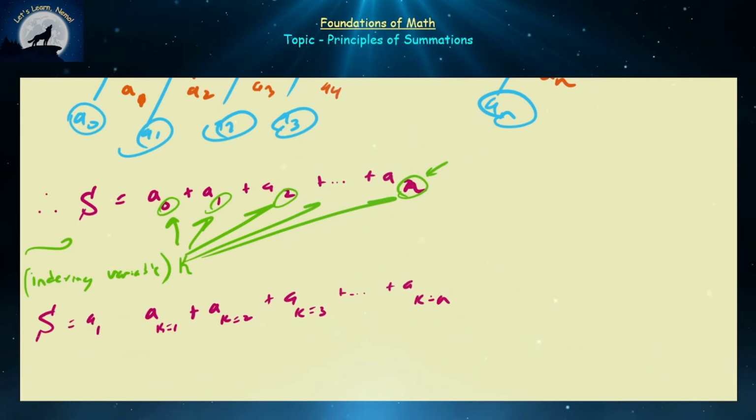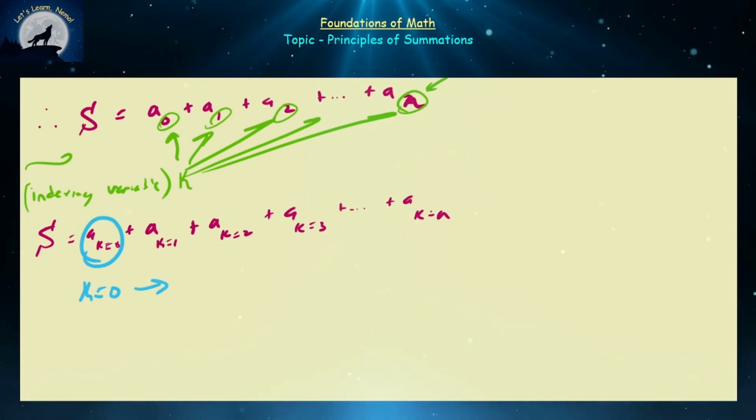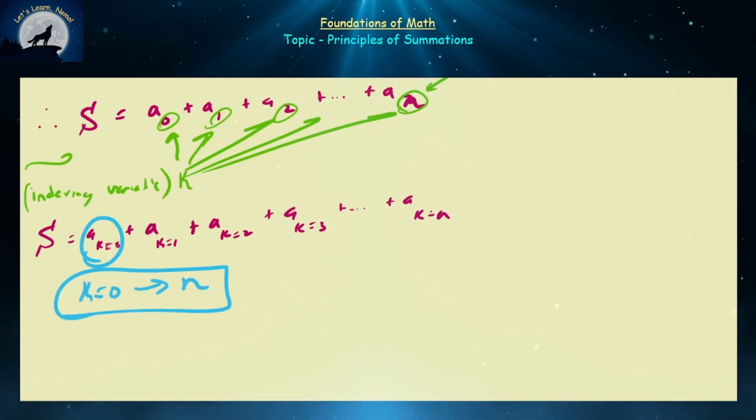Sometimes we start it at k is equal to 0. Just make sure that you're consistent with your notation, or make sure that you're paying attention to the range of your indexing variable, because obviously we see that k ranges from 0 all the way up to n. All right, so that's the range of our indexing variable.